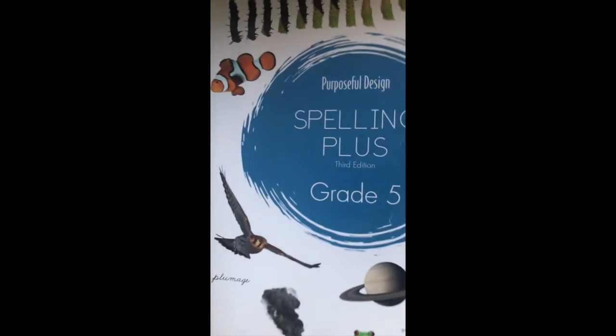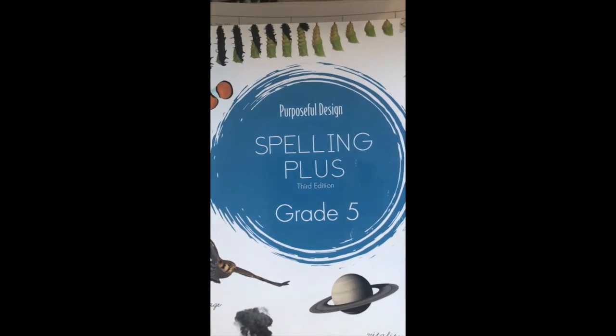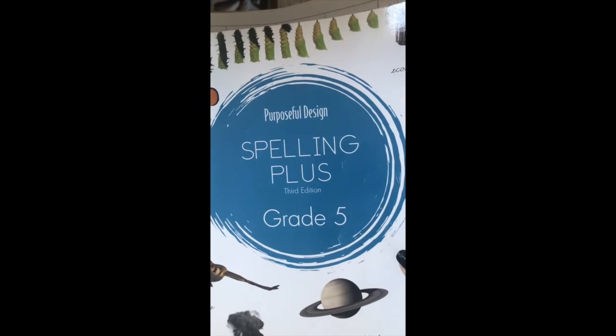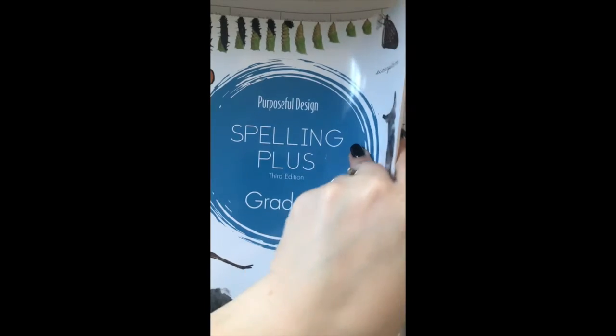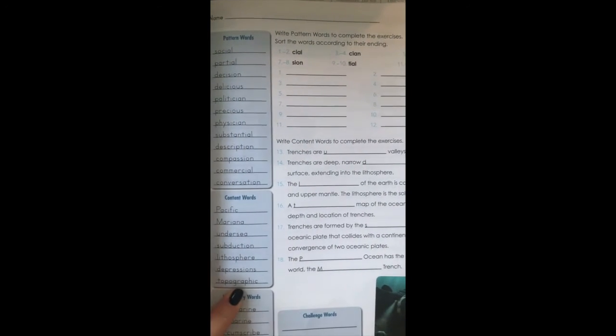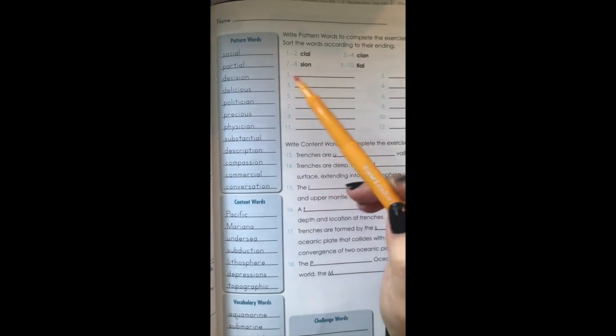So here for list 17, here we have our words for list 17. We have pattern words, content words, and vocabulary. And this is how you pronounce them.